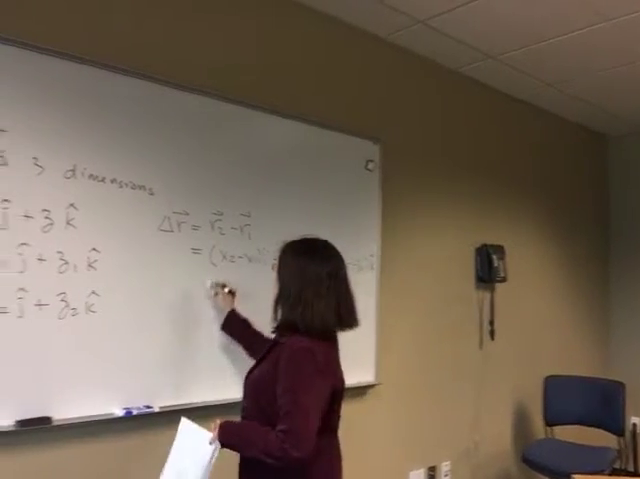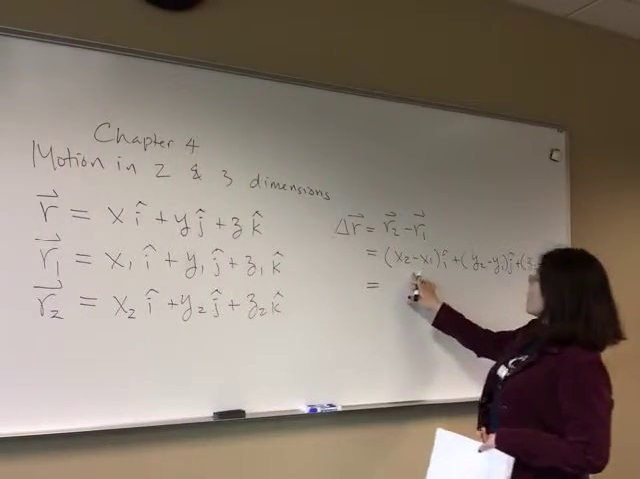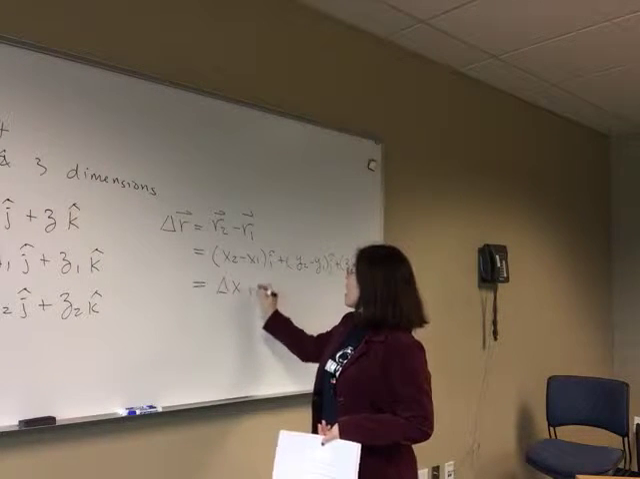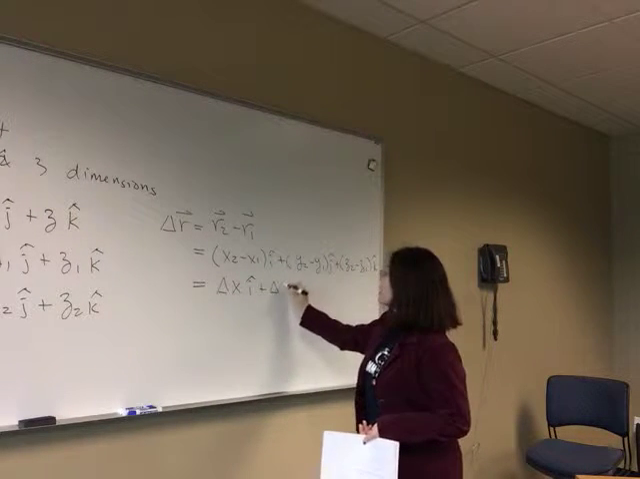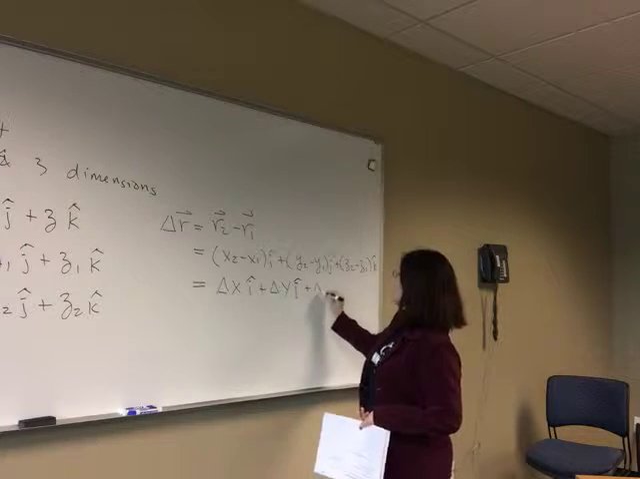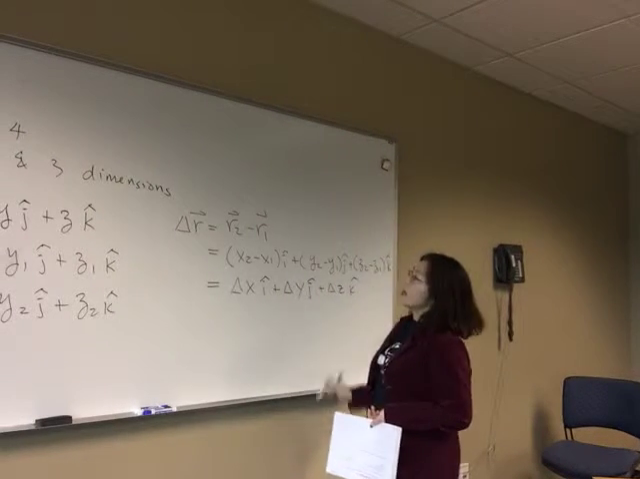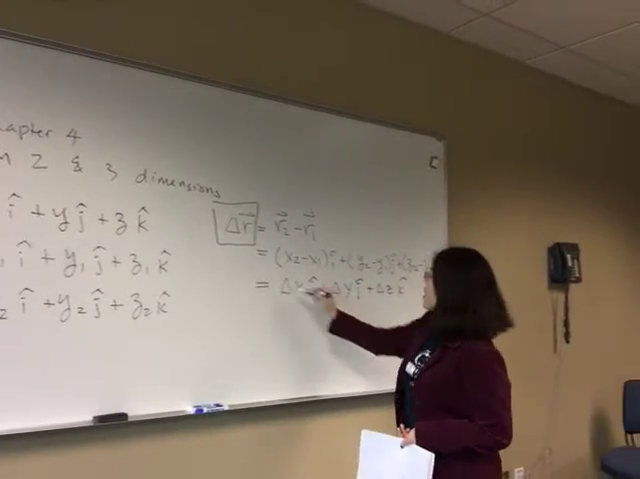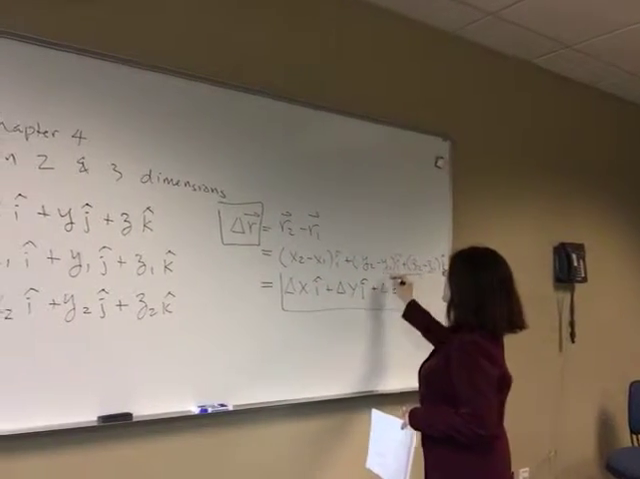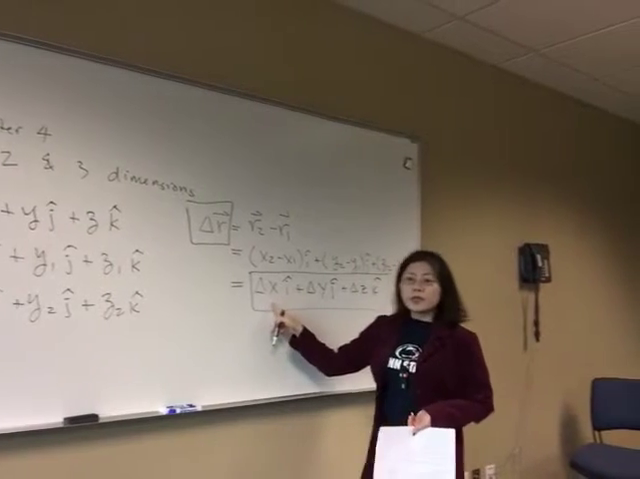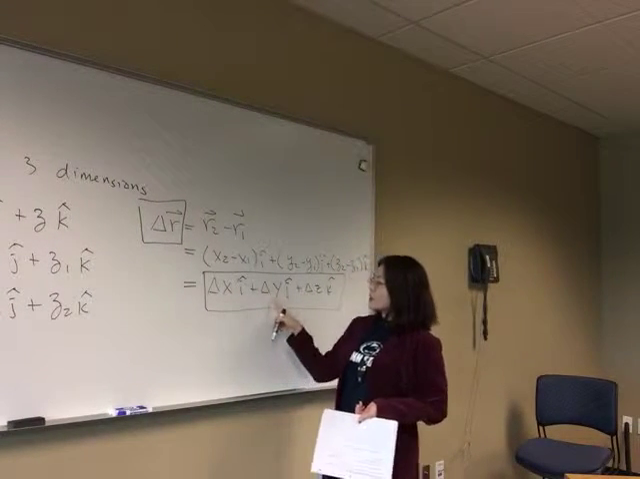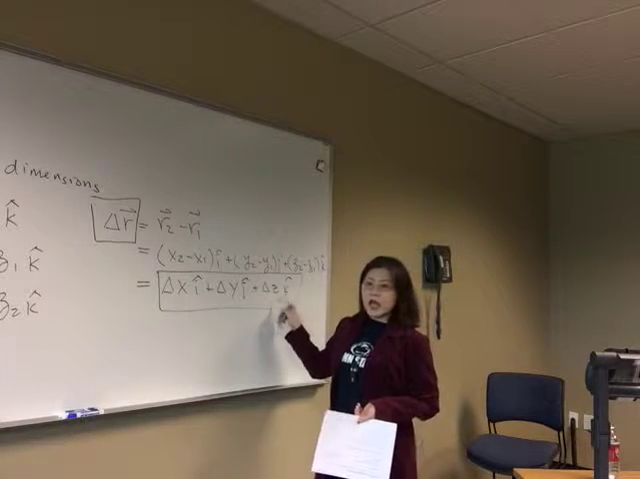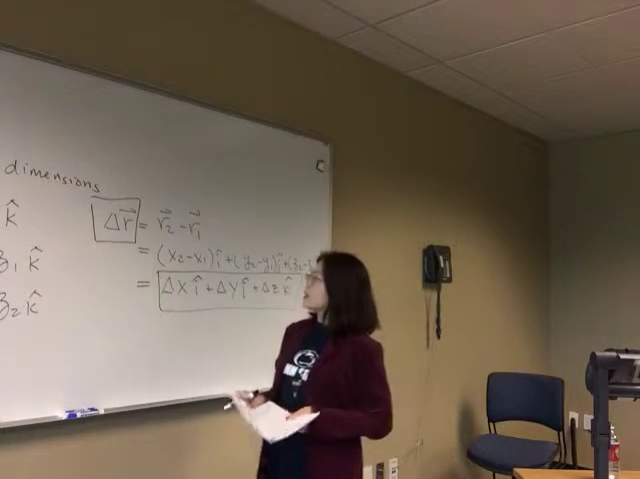So how do we express this? Your x2 minus x1 will just be delta x. So you have your delta x i hat, and then delta y j hat, and then delta z k hat. You can see that your vector delta r, in unit vector notation, is just the displacement in the horizontal direction i hat, the displacement in the vertical y direction, and the displacement in the z direction.